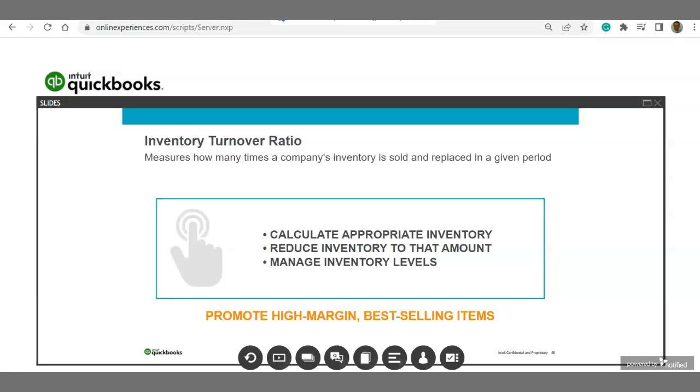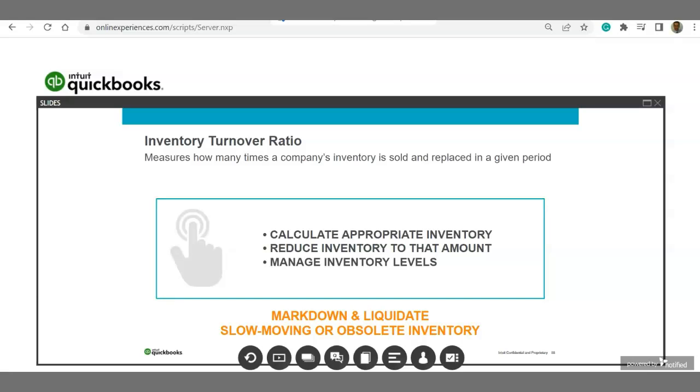And then also, you can have discussions with your client about how to promote some of the items. Like if you have best-selling items, the ones that do turn over and they're high margin, focus on those. Get those best sellers moving. If you have items that customers want to buy, stock those.